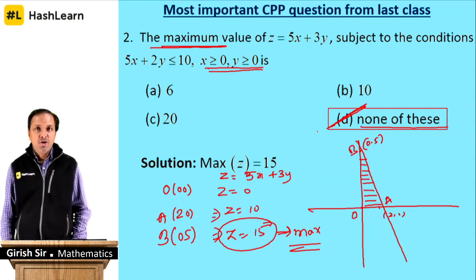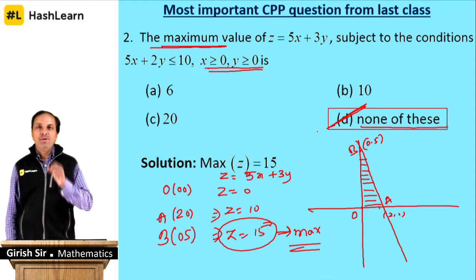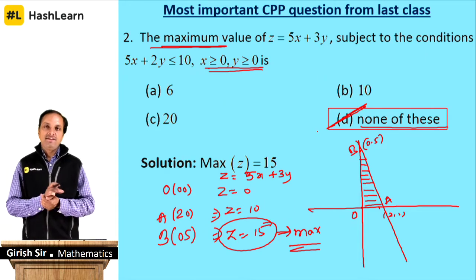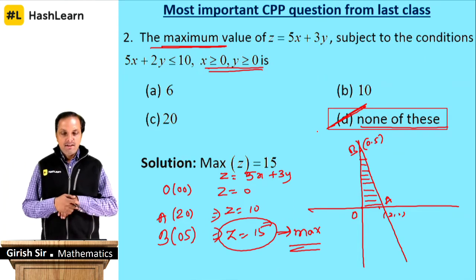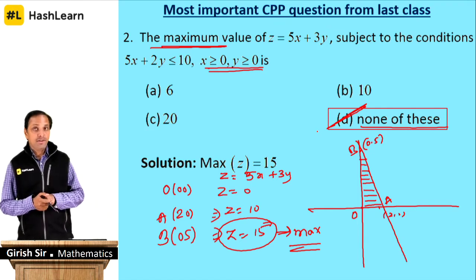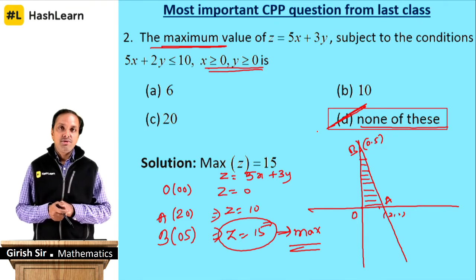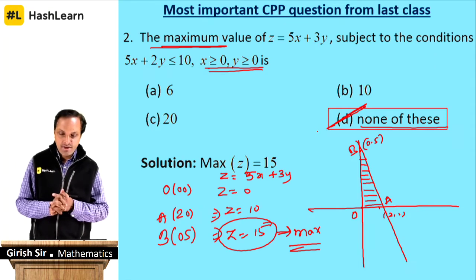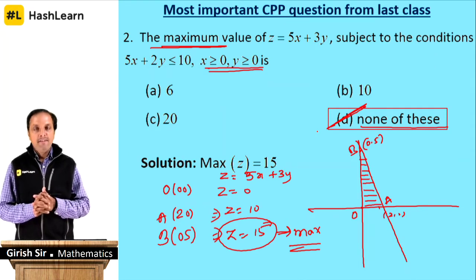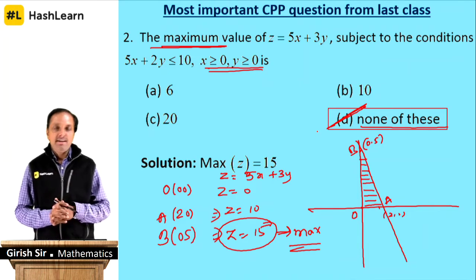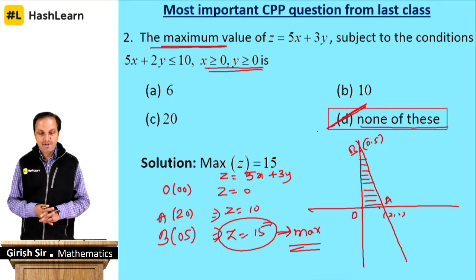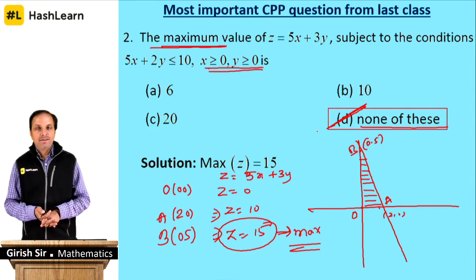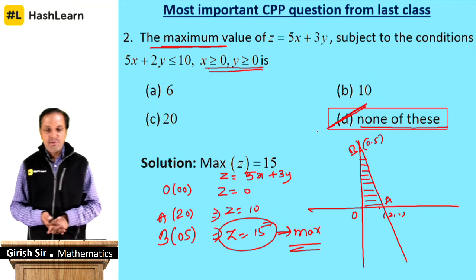Is it clear, guys? Hope you all followed the problem. So make sure you draw a graph. Plot the constraints. Here, what are the constraints? 5x plus 2y should be less than or equal to 10. x greater than or equal to 0 and y greater than or equal to 0. They are the constraints. Keeping the constraints in mind, you have to maximize or minimize, depending upon what the problem is asking you. Is it clear, guys? Okay, hope you all followed the problem.